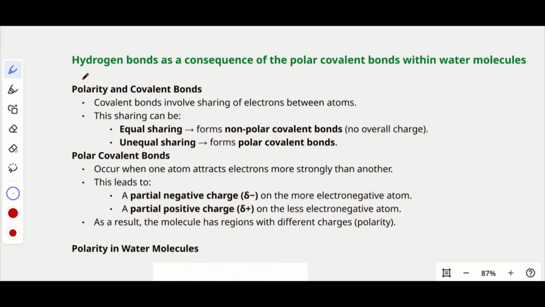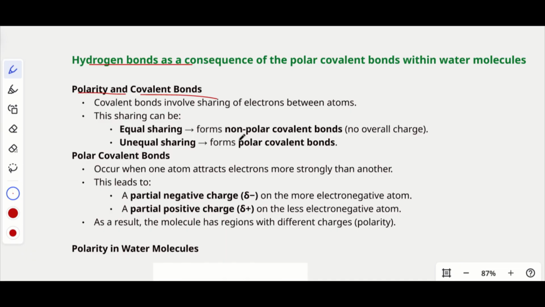Today let's learn about hydrogen bonding. Hydrogen bonds in water are a direct consequence of polar covalent bonds within the water molecule. To understand that, we have to explore how covalent bonding works. First we have to learn about the covalent bond. So what is the relation between polarity and covalent bonds?